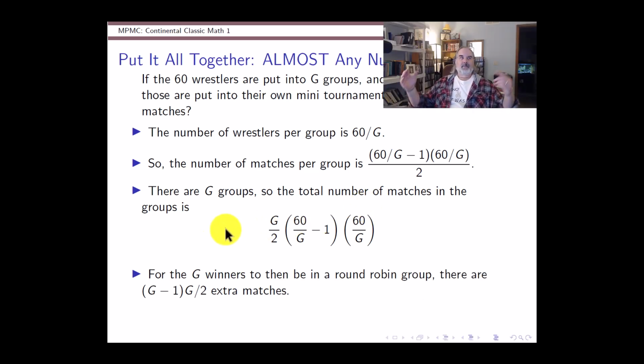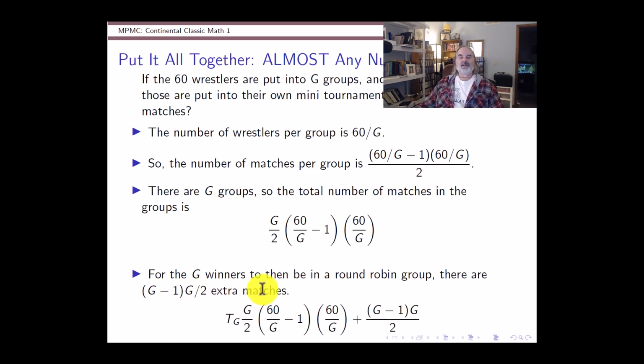But one person advances out of each of these groups, and then all those winners themselves go into a little mini round robin tournament, so that there is only one. There can be only one out of this, okay? But we know how to count that. G of these winners put into a round robin grouping of their own: G minus 1 times G over 2. That's how many extra matches there are.